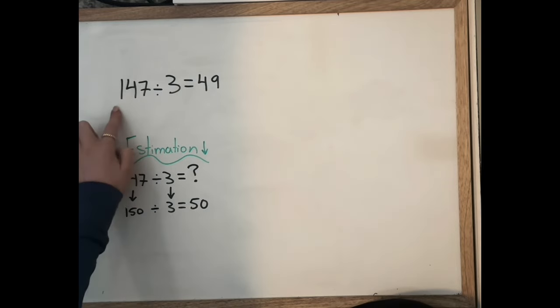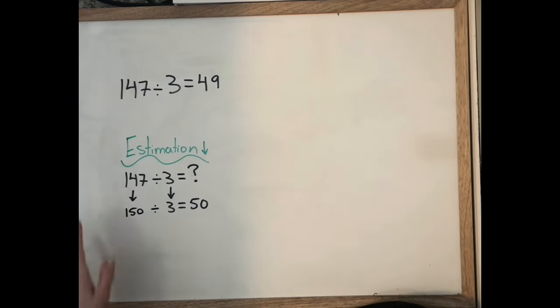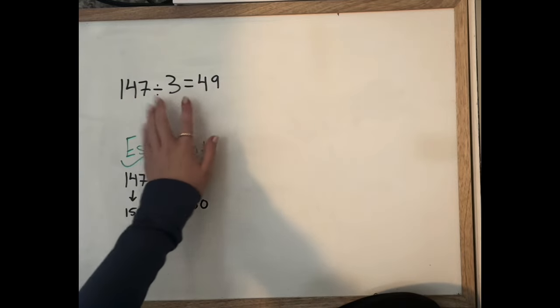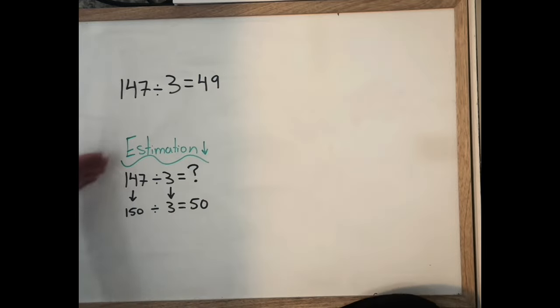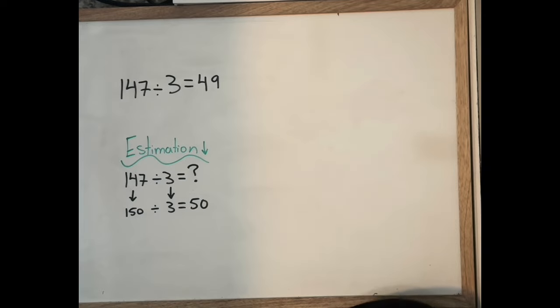Okay, so now lastly, we are going to compare our answer from 147 divided by 3 to our estimation. Now the answer to 147 divided by 3 was 49. My estimation, I decided to round my 147 up to 150 to make it an easier number to work with, and I knew that 3 went into 150 50 times. So based on my estimation and my answer, I think it was a good estimation.